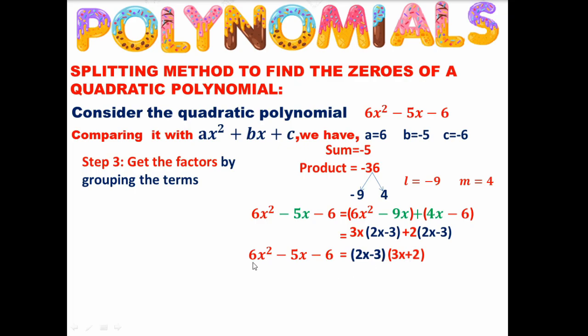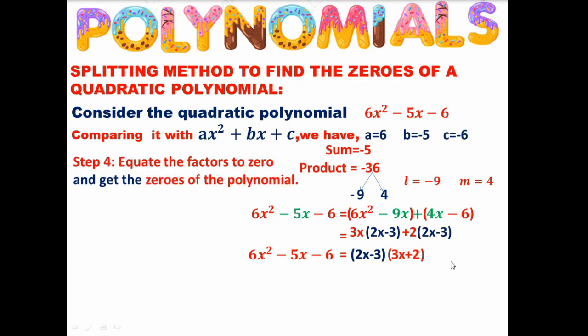Now I have grouped the terms and got the factors of the given polynomial as 2x minus 3 and 3x plus 2. These are the factors of the polynomial, 2 factors. Since it is a quadratic polynomial, I get 2 factors. Okay, now we'll proceed to step 4. Step 4 is equate the factors to 0 and get the zeros of the polynomial.